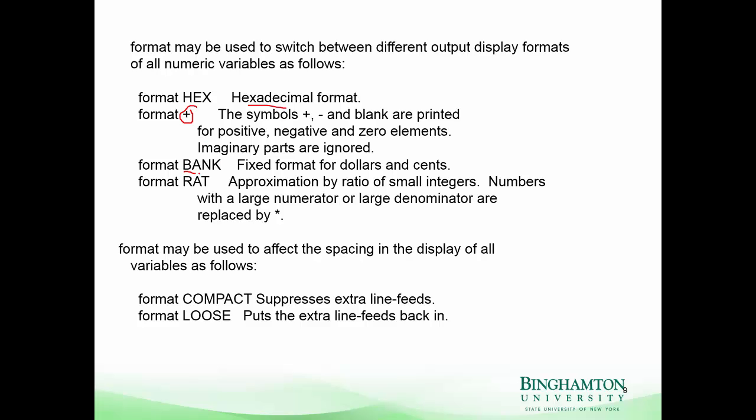If you're doing financial computations, you can put it into a form that will be convenient for showing dollars and cents. And this one's kind of cool. It will give you a rational approximation of irrational numbers. So you could put it into the rational format and then type pi, and it will give you a ratio of small integers that will approximate pi.